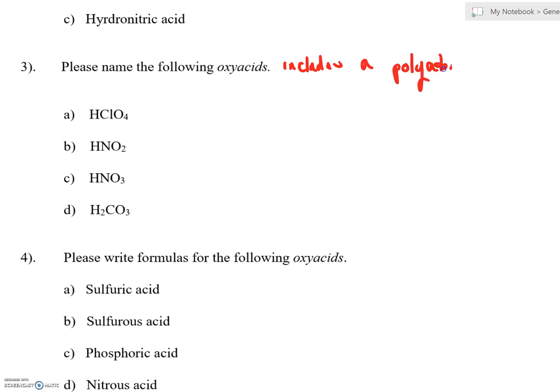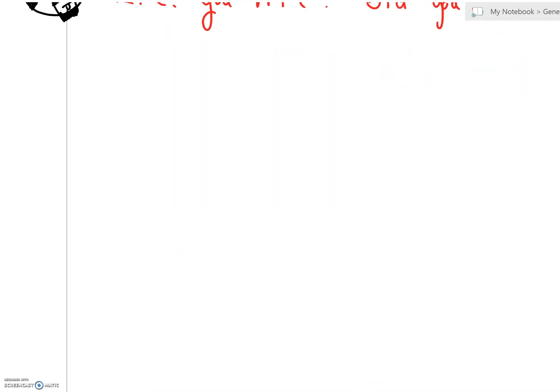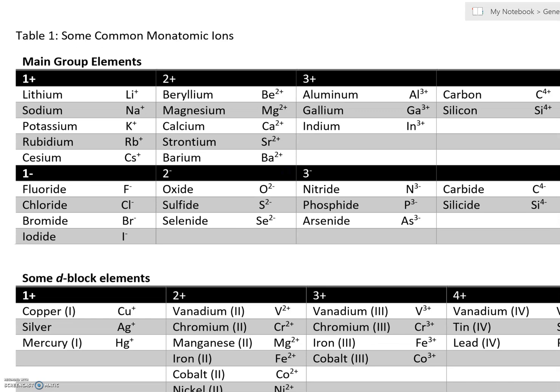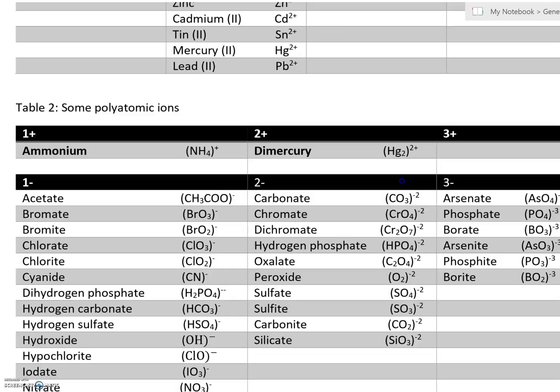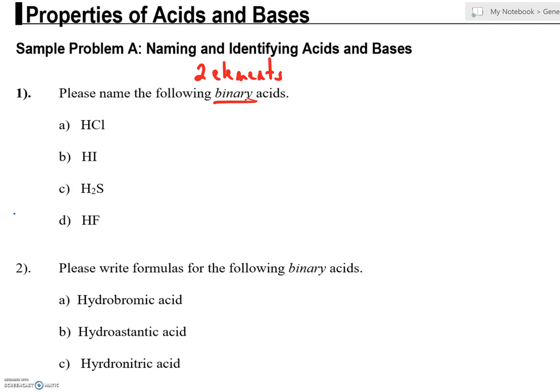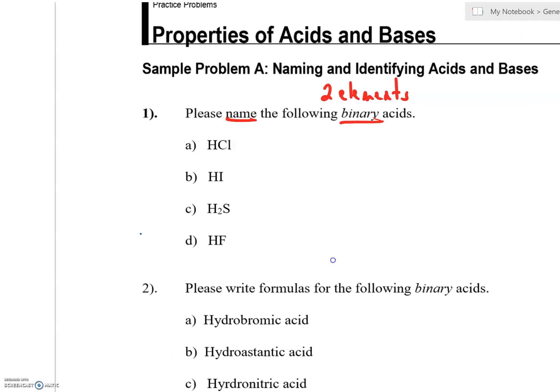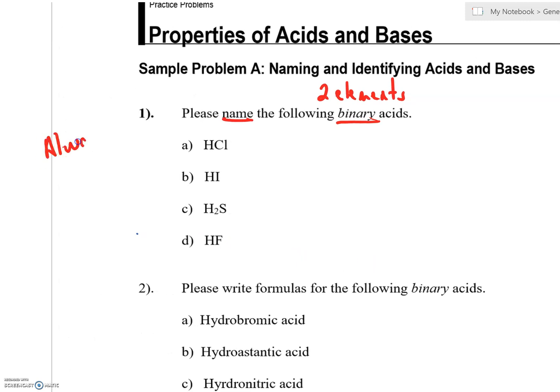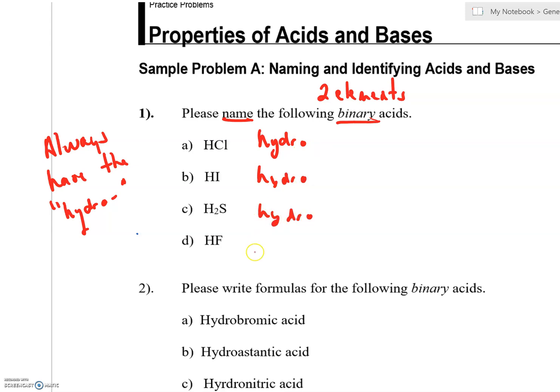And how do we know what our polyatomic ions are? I included this. Okay? So all you have to do is look them up. They're right there. Okay? No big heavy duty stuff going on here. So remember that when we have binary acids, these always have the hydro prefix. So anytime we have a binary acid, they're all going to start like this. Hydro this, hydro that, hydro blah, hydro. Okay? So we're all going to start the same way.